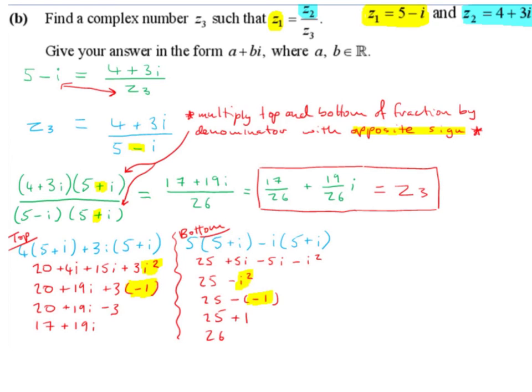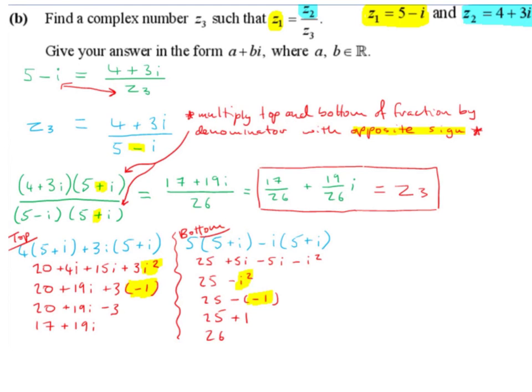Or a quicker way is just to swap these over. So Z3 is out here on the left, and 5 minus I is in our denominator. So Z3 is equal to 4 plus 3I divided by 5 minus I. So we just need to work out this complex number division question. So how we divide complex numbers is we multiply the top and the bottom of the fraction by the denominator with the opposite sign. So this is known as the conjugate.